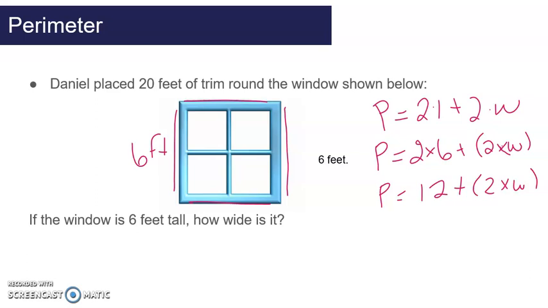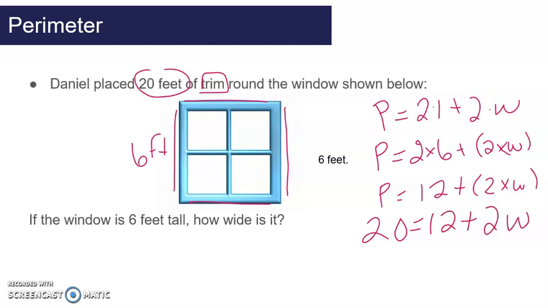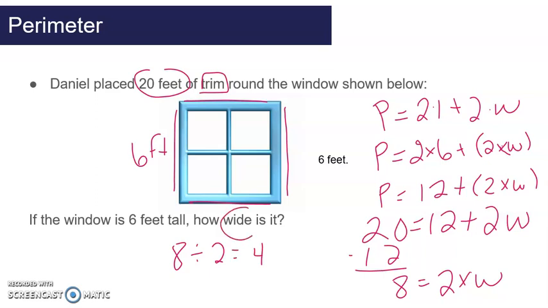Okay. Now they told us here that it's 20 feet of trim, trim being a keyword. So that means that my perimeter is 20. And this is 12 plus 2 times W. So I know that I already have 12. So I'm going to go ahead and subtract that 12 from the 20, and I'm left with 8. So this is 2 times W is equal to 8. So in order for me to find one side, since they're the same, I know that I can take that 8 and divide that by 2. So 8 divided by 2 is 4. So the width in this case is 4 feet.